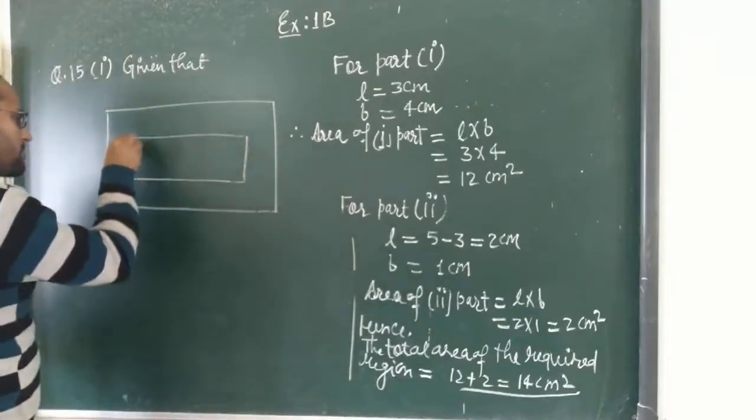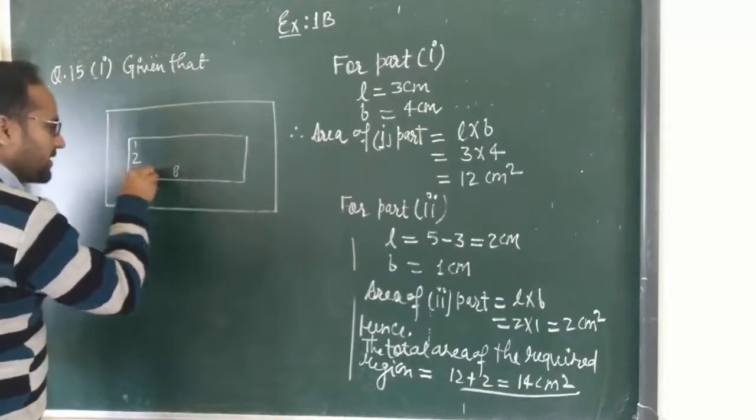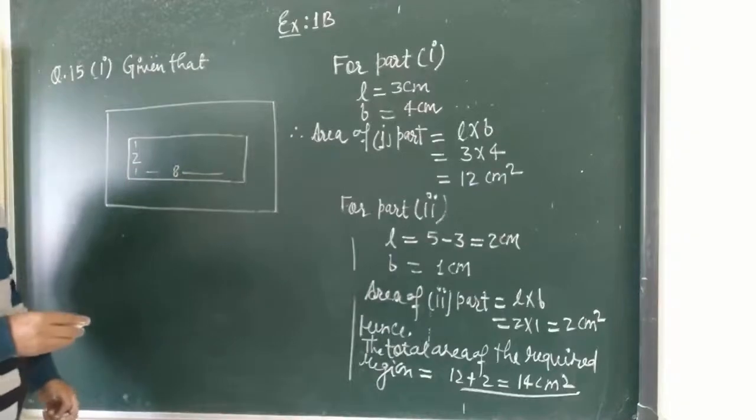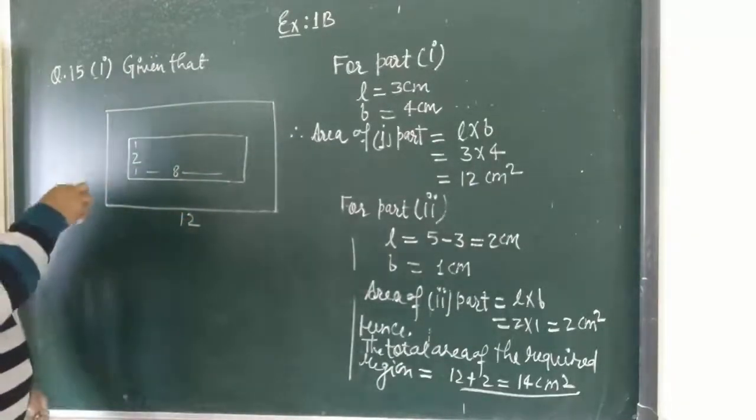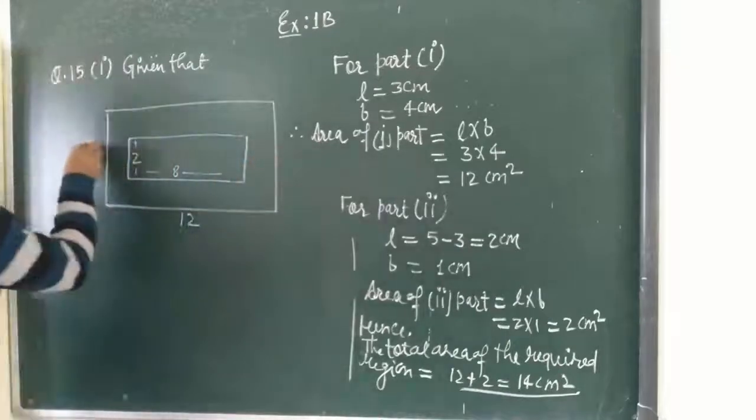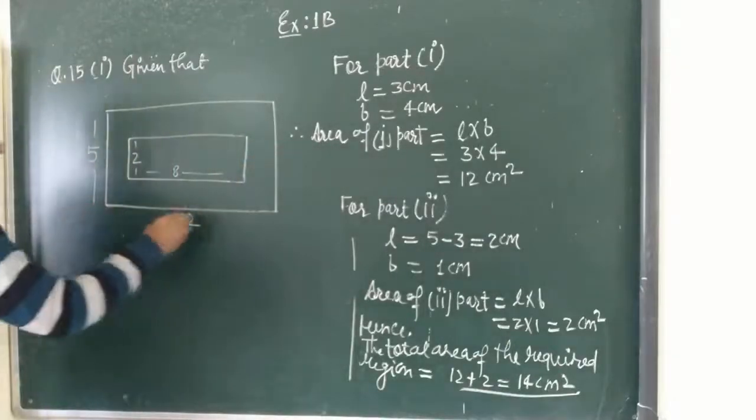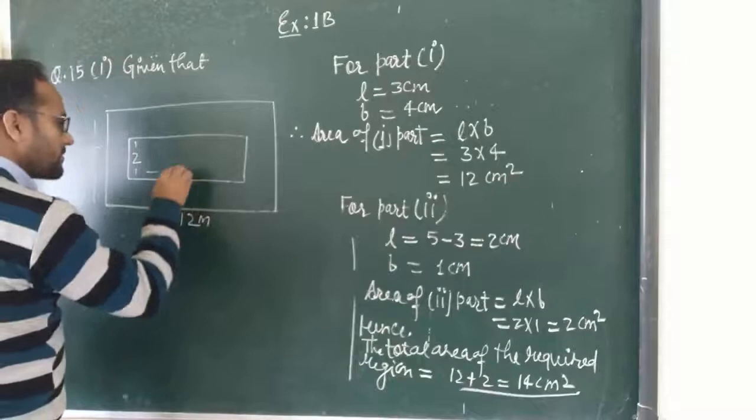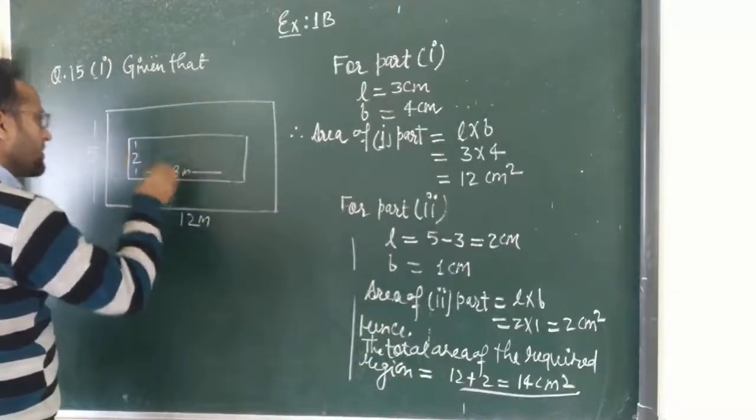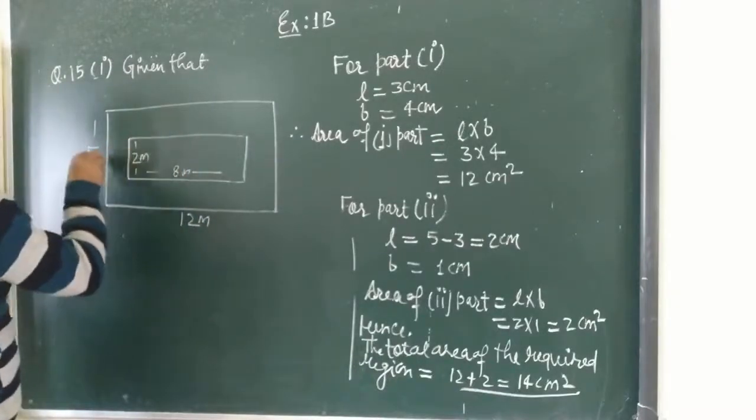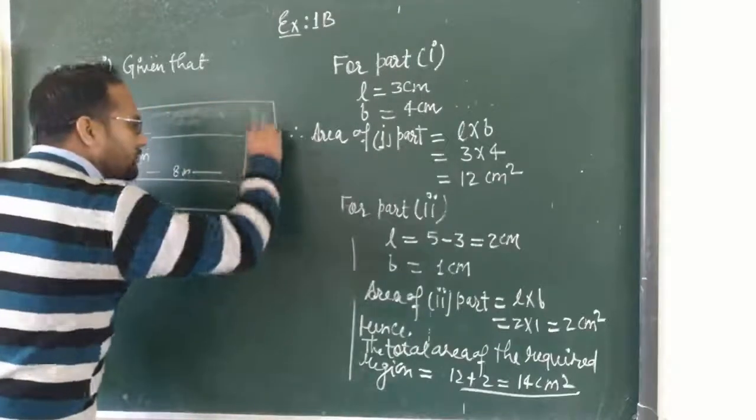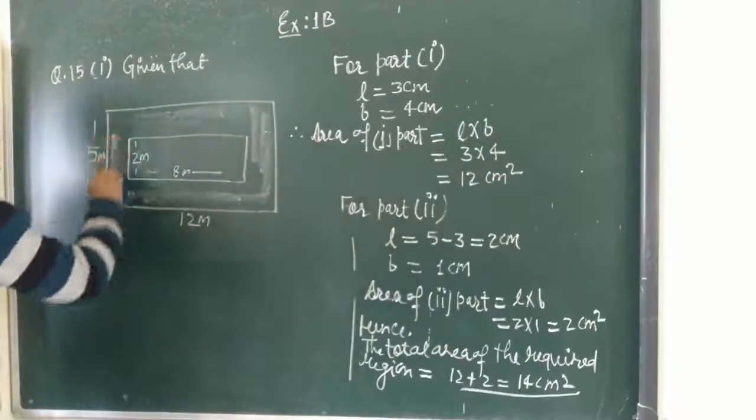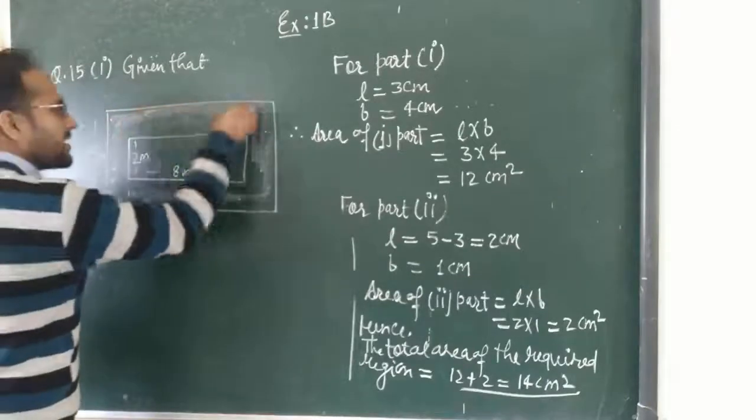This is a 2 and this one is an 8. Okay, and this one is a 12 and this is a 5. Here it is a 5. All are given in meters. This is 8 meter, this one is 2 meter and this one is 5 meter. So your question asks you to find the area of this shaded region, shaded portion.